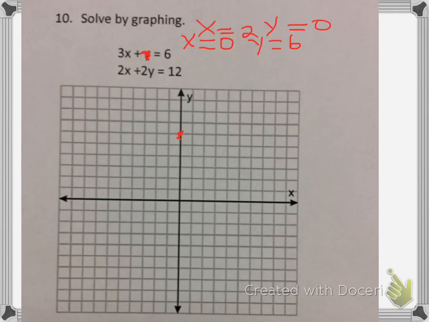So I have the ordered pair 2 comma 0, which is right here. And I know that my line is going to cross through those 2 ordered pairs.